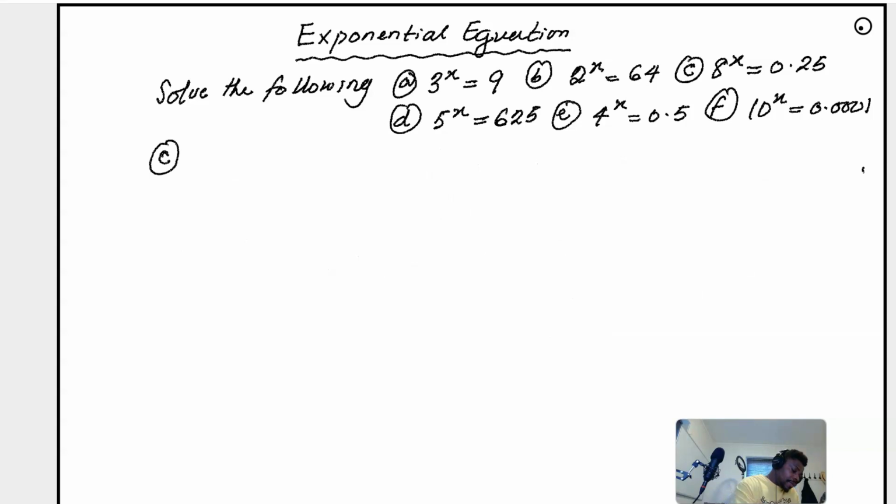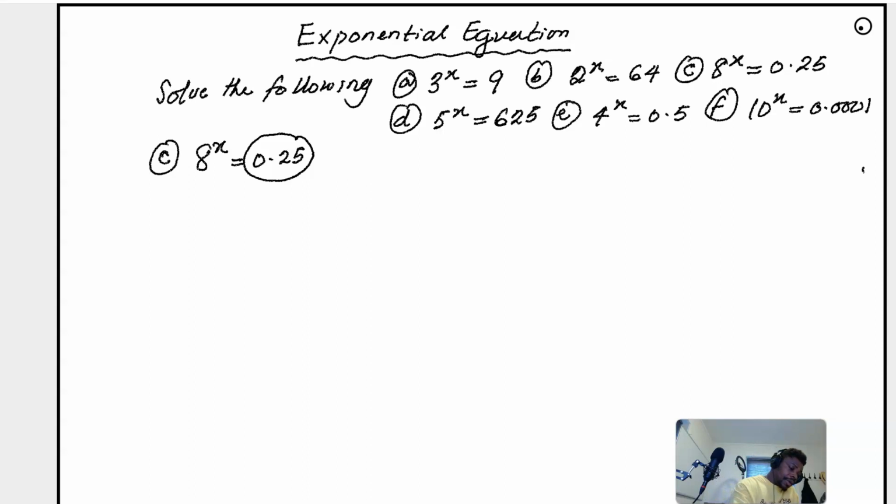Now, question C. 8 raised to the power x is equal to 0.25. I have explained in my previous video how to convert from decimal to fraction. For those of you that have not seen the video, click on the top right hand corner of this.